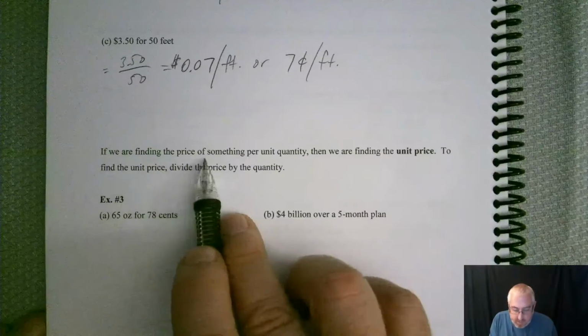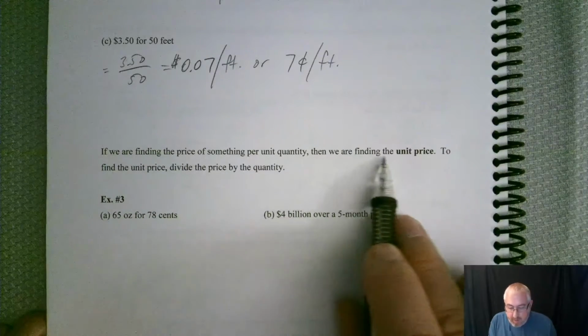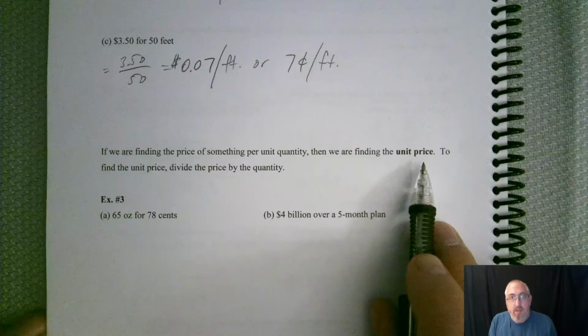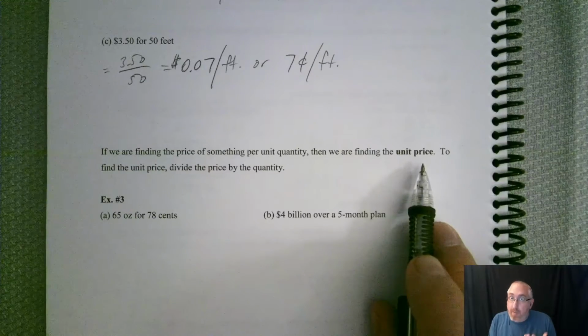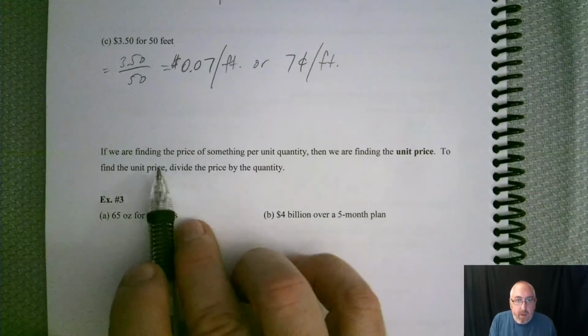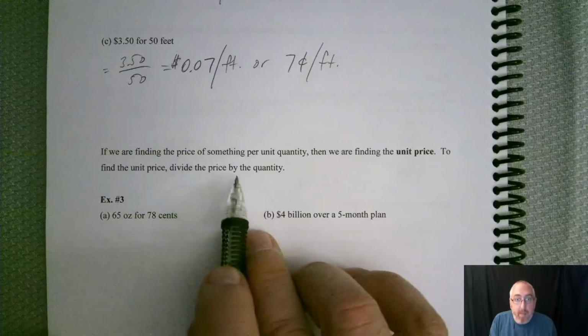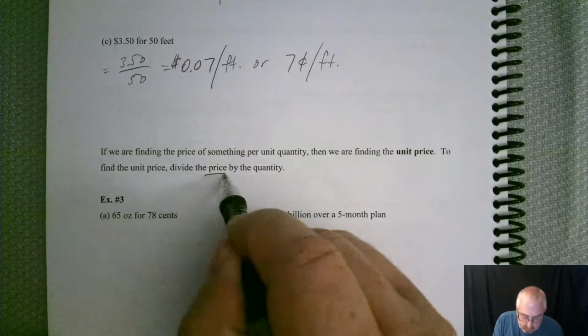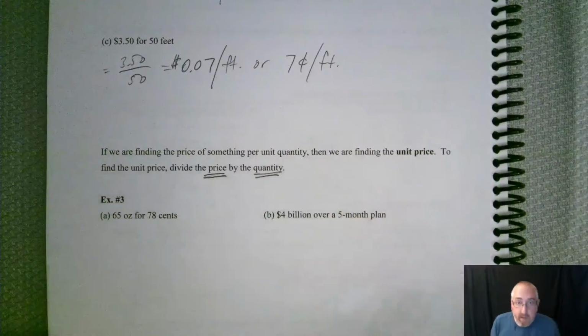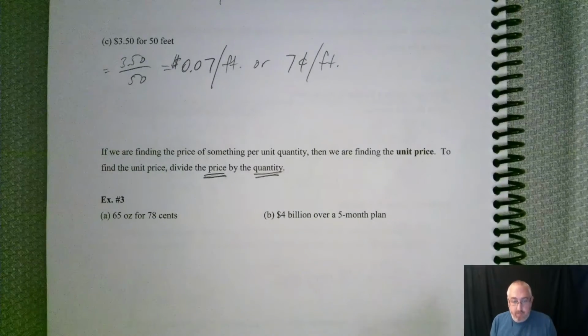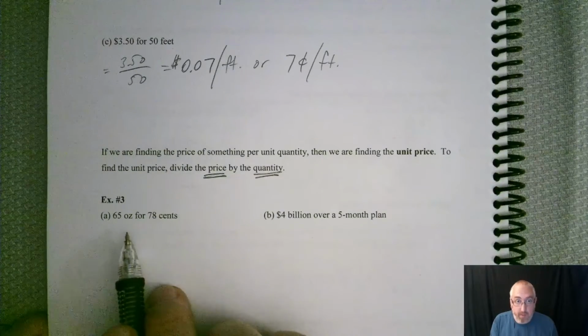If we are finding the price of something per unit quantity, then we are finding the unit price. So it's not just a unit rate, it's a unit price. So to find the unit price, divide the price by the quantity. Price by the quantity. Price first. All right, so let's take a look at this one.